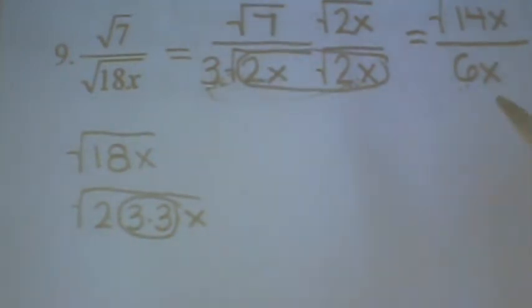So that says 3 times 2x after that step. And that's how you get 6x.